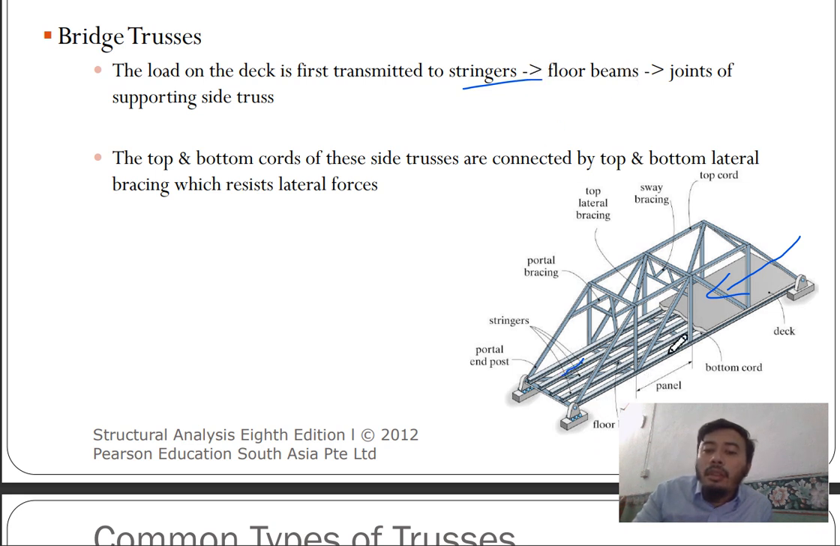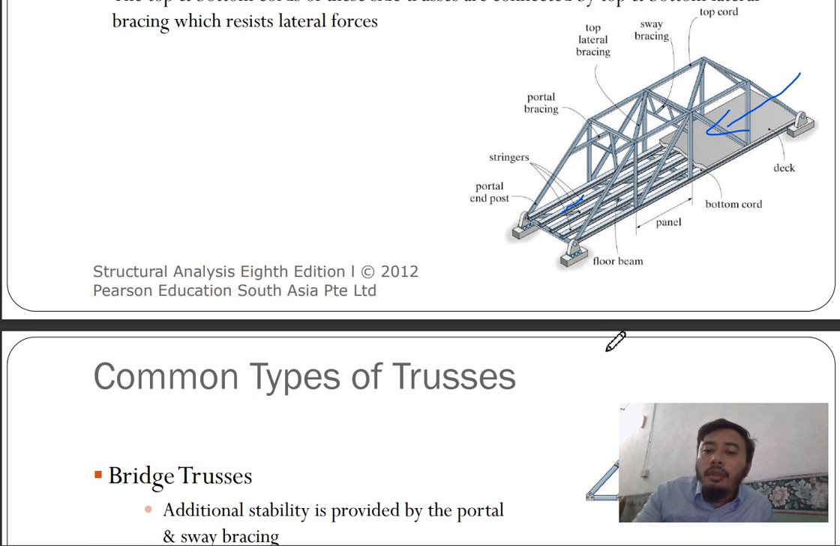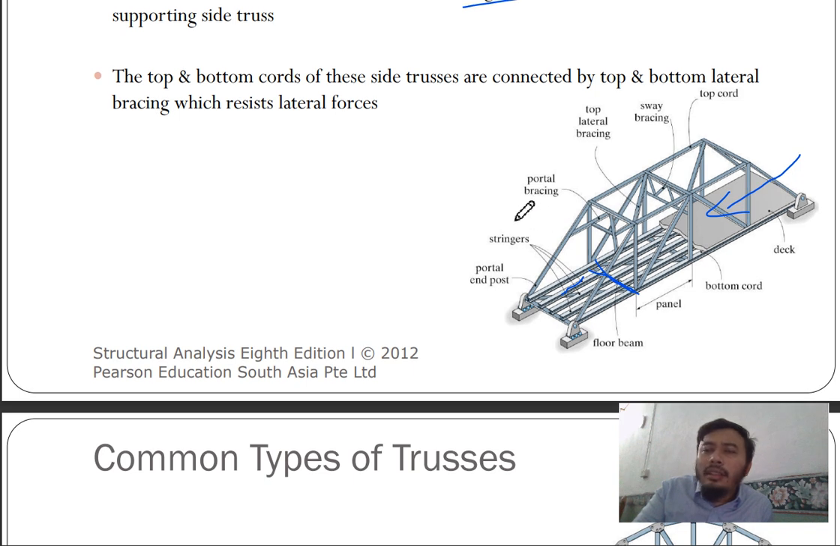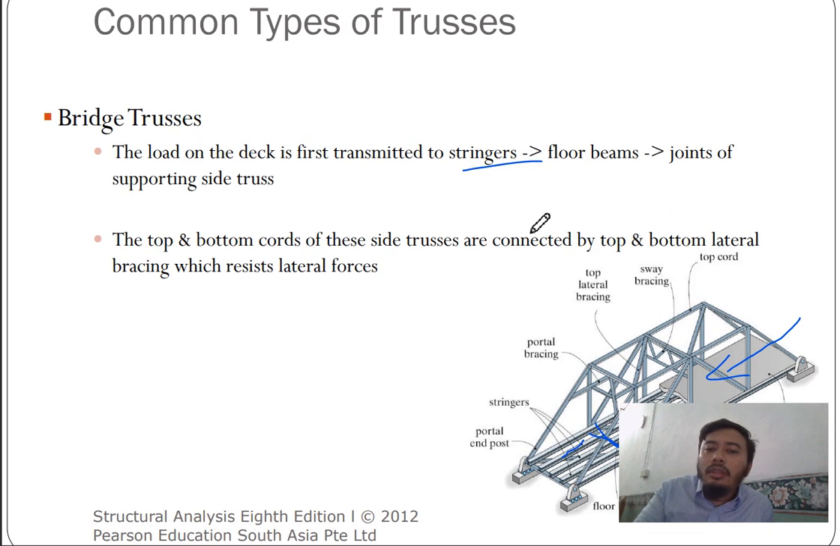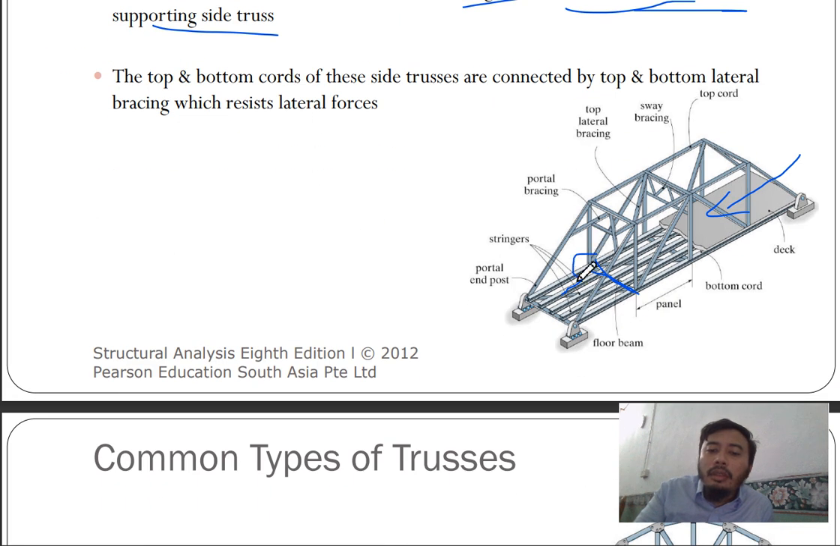The floor beams. This is your floor beam, or sometimes they call it a transverse beam, like crossing beams, because it's not longitudinal, it's a transverse beam, and then towards the joints of your supporting truss. So lastly the beams transfer the load to your truss here. So this is your truss.